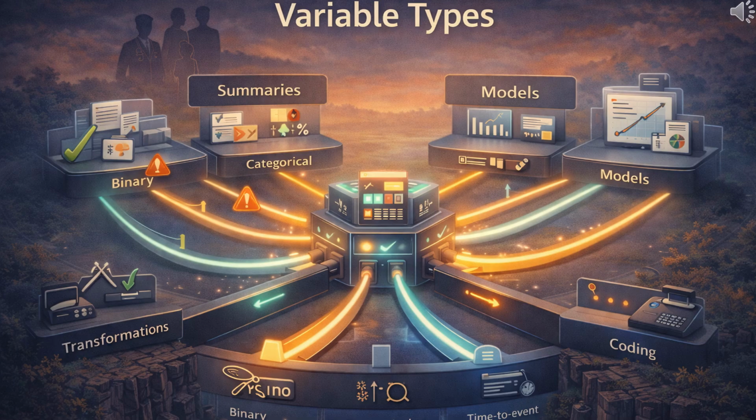Coding and recoding conventions are the rules you use to turn messy, real-world values into consistent, analysis-ready variables. This includes how you represent categories, how you handle unknown and not applicable, how you set reference groups, and how you document every decision so results can be reproduced.